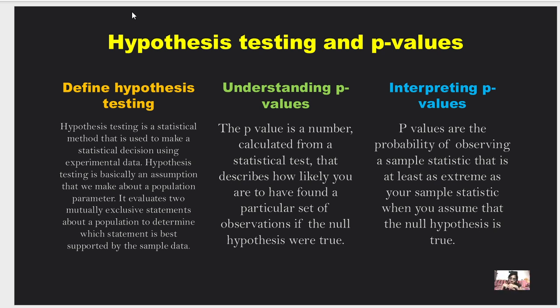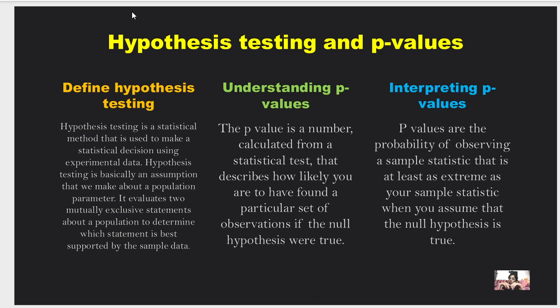Next is understanding p-values. The p-value is a number that is calculated from a statistical test that describes how likely you are to have found a particular set of observations if the null hypothesis were true. If it isn't true, we'll go for the other ways. How are you going to interpret the p-values?